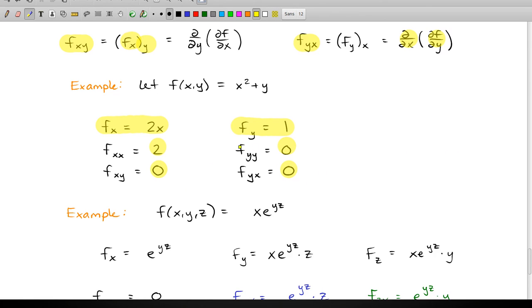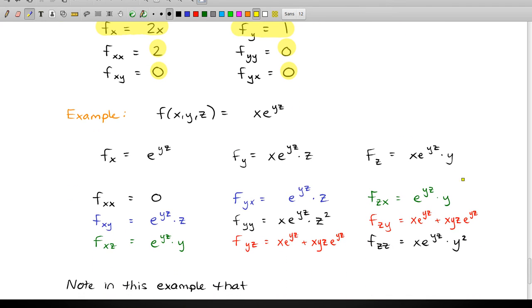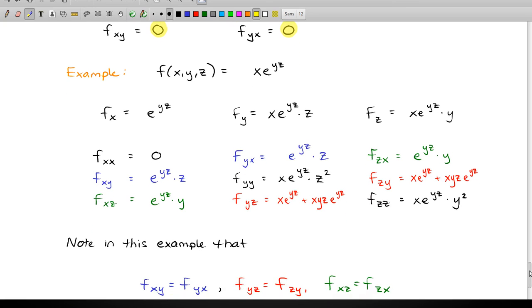There's an important point here, but it's more clearly illustrated in a more complicated function. And let's just throw caution to the wind. Let's do second derivatives of a 3-variable function to wrap up this lecture. Here's a function that I made up, x times e to the yz. And let's suppose the problem says compute all second derivatives.